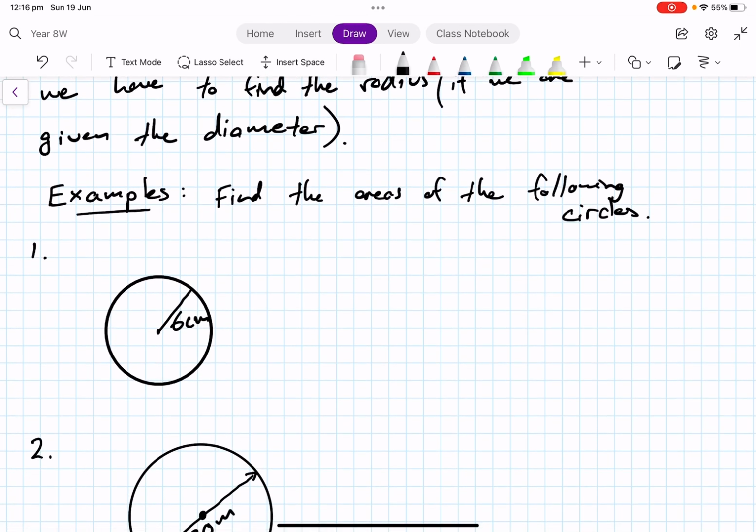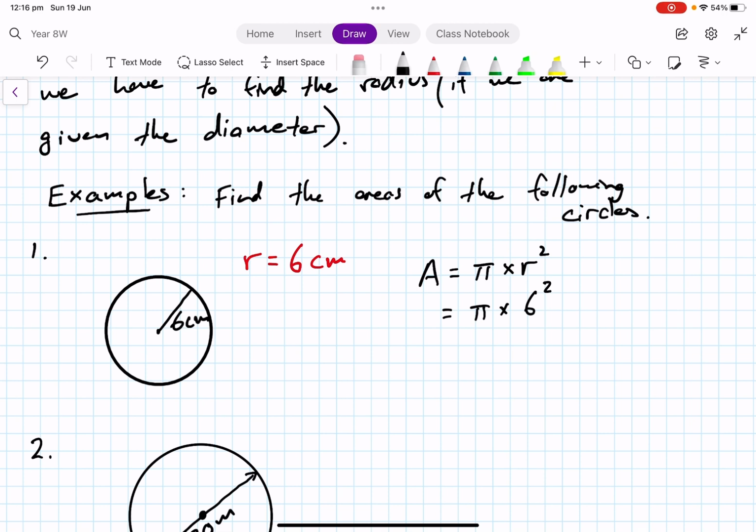Now, number one, let's look at this. The radius is 6 centimeters. So A, the area, is equal to pi times r squared. In our case, it's going to be pi times 6 squared. Now, 6 squared is equal to 36. So there's actually a couple of ways I could write this answer.